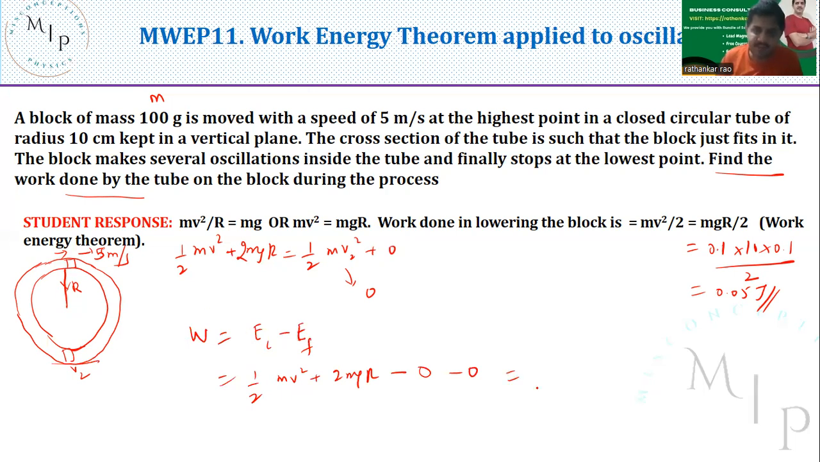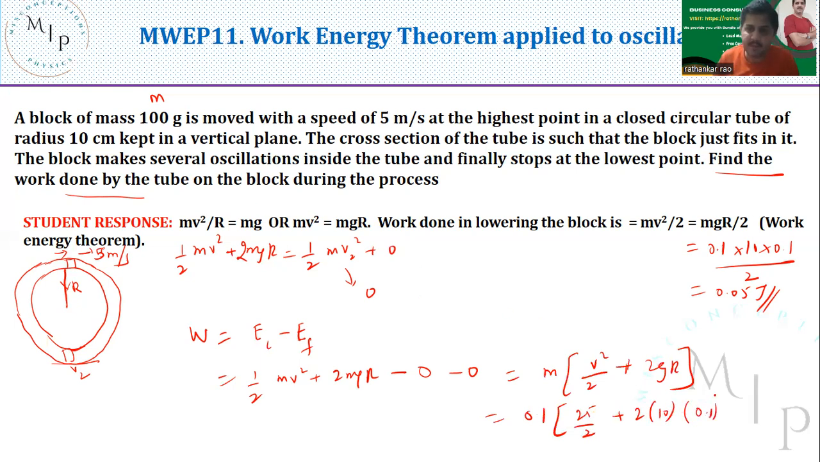Now let us do this. This should be equal to m into v square by 2 plus 2gr. Now let us calculate this. What is m? 0.1. V square is 5 meters squared, which is 25, by 2, plus 2gr. 2 into 10 into what is radius? Radius is 10 centimeters, 0.1.